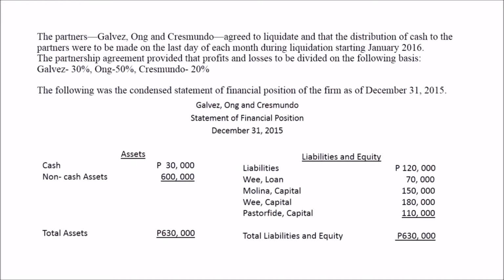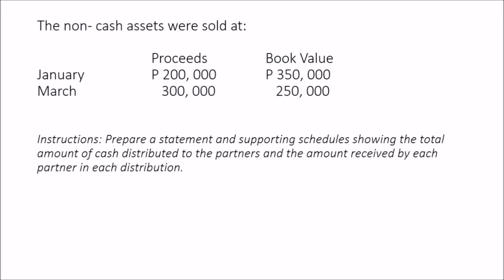The following was the condensed statement of financial position of Galvez, Ong, and Cresmundo as of December 31, 2015. Please take down notes of the balances of each account to use as a guide in this tutorial. In January, the non-cash assets with a book value of 350,000 were sold at 200,000. And in March, the non-cash assets with a book value of 250,000 were sold at 300,000.